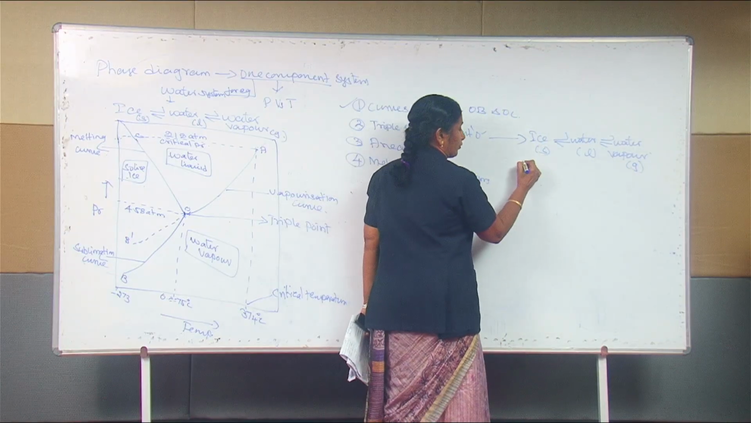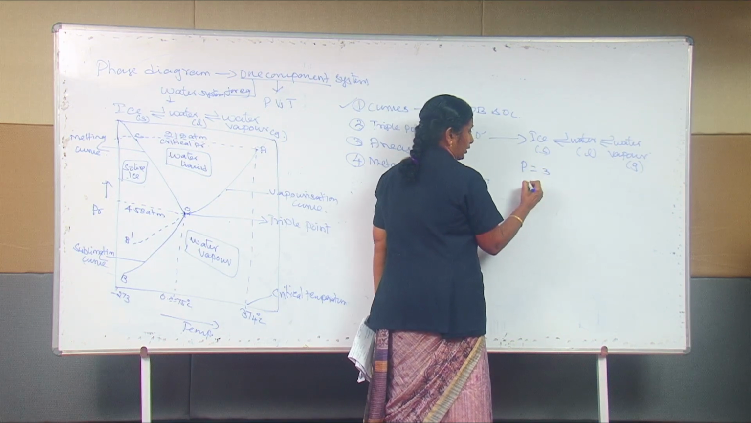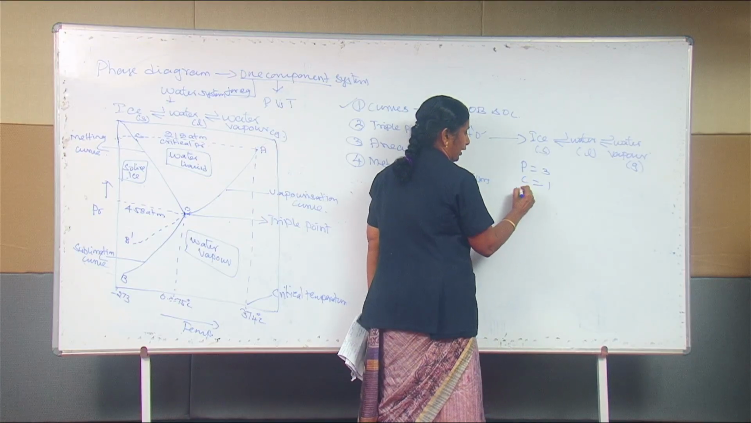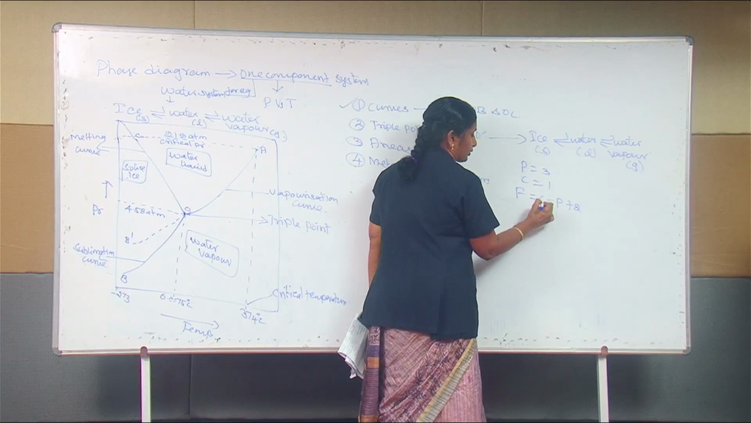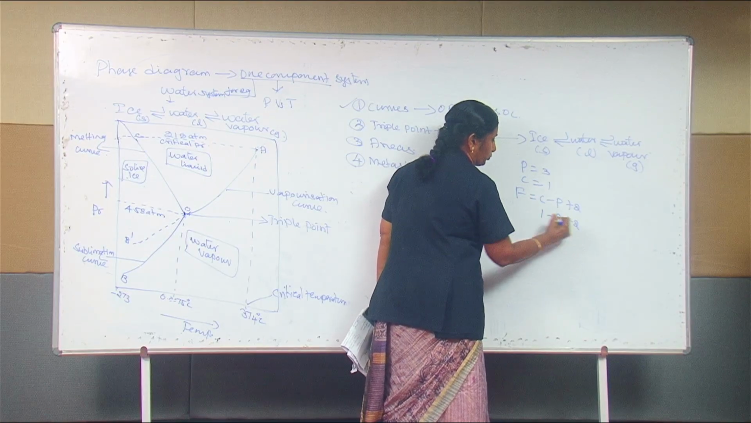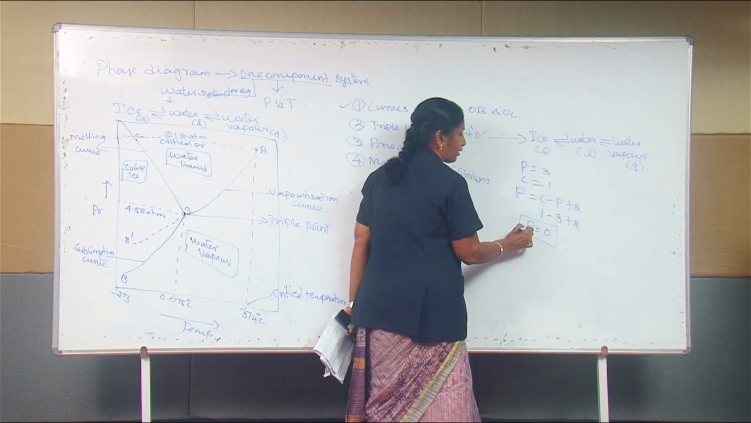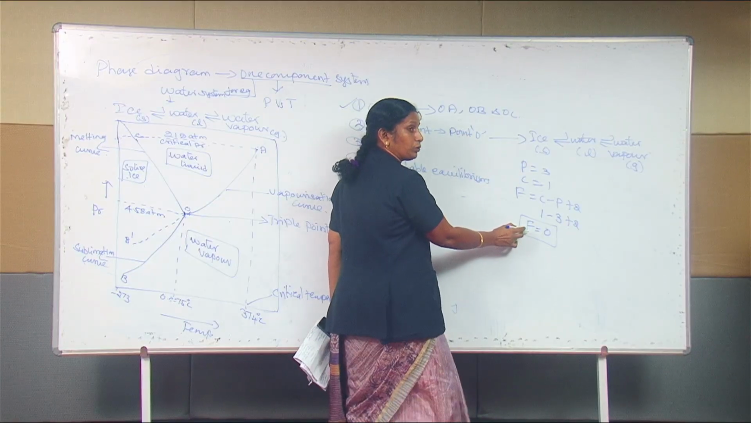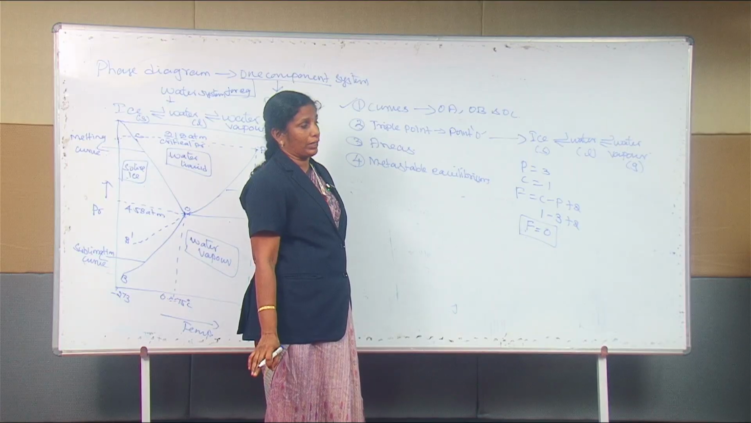Now, by using this equation, you are going to find the degrees of freedom at point O. P is equal to 3 and C is equal to 1, and F is equal to C minus P plus 2. Substituting these values, 1 minus 3 plus 2, F is equal to 0. So the degree of freedom at point O is 0, that is, non-variant or zero variant.